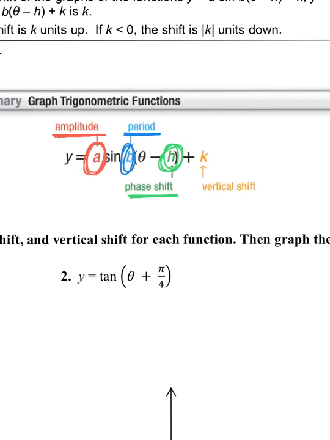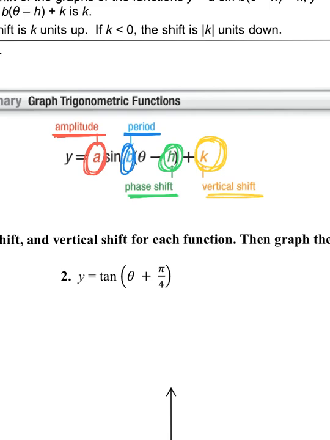So it's going to shift the graph either left or right. If h is positive in this case, then it will shift to the right. If h is negative, it would shift to the left. And then lastly, if we add or subtract outside the function, that creates a vertical shift. All right, so if k is positive, it'll shift the graph up. If k is negative, it'll shift the graph down.